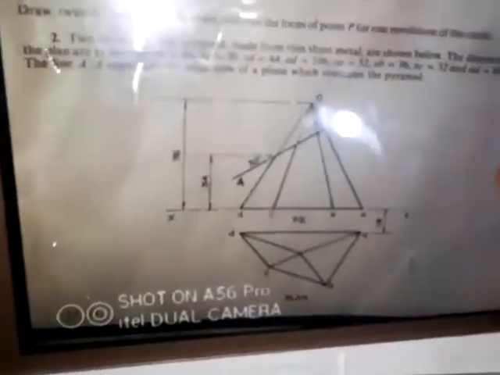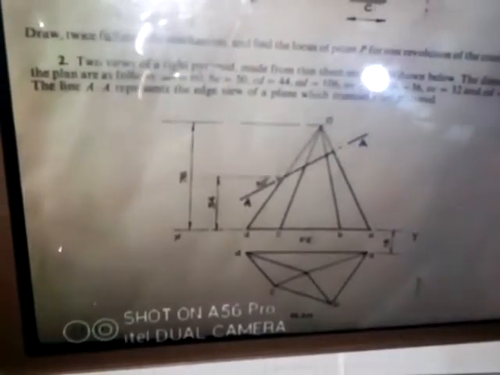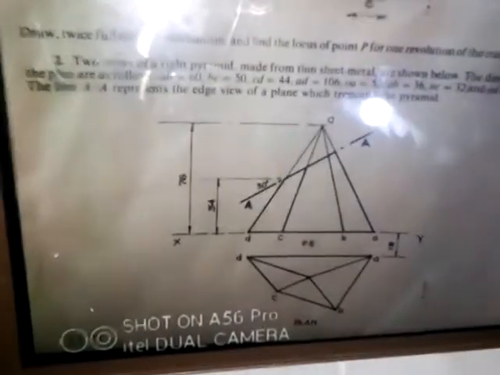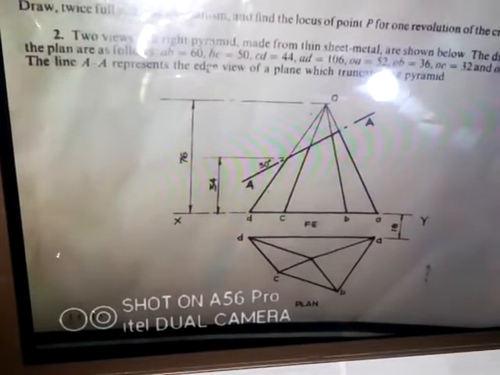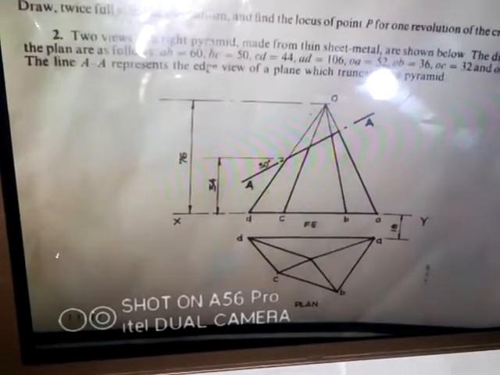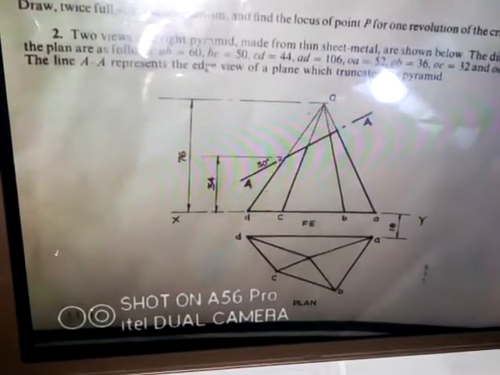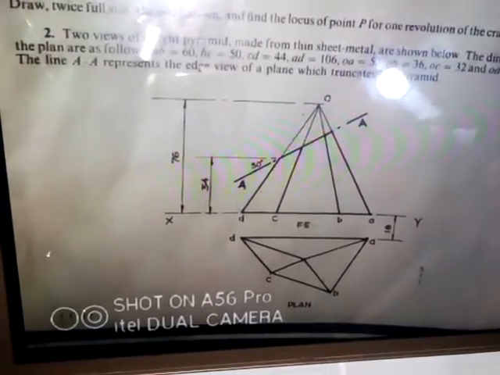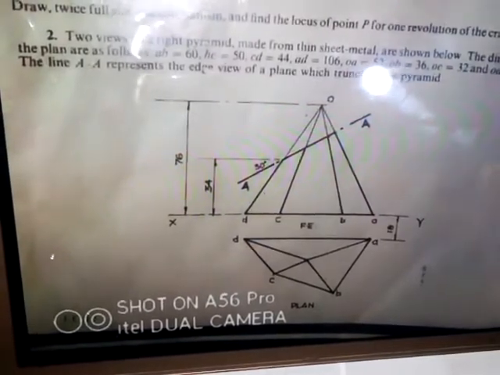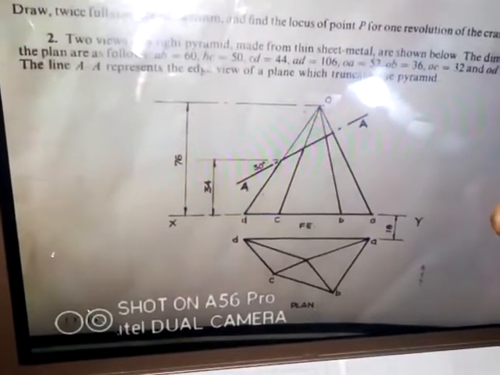As we have here, two views of a right pyramid made from thin sheet metal are shown below. The dimensions in the plan are as follows: AB 60 millimeters, BC 50 millimeters, CD 44 millimeters, AD 106 millimeters, OA 52 millimeters, OB 36 millimeters, OC 32 millimeters, OD 60 millimeters. The line AA represents the edge view of a plane which truncates the pyramid. That is what the question says.